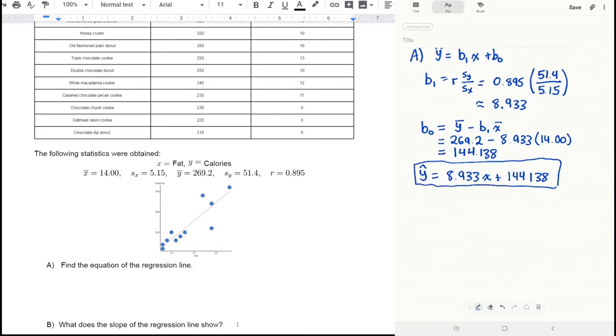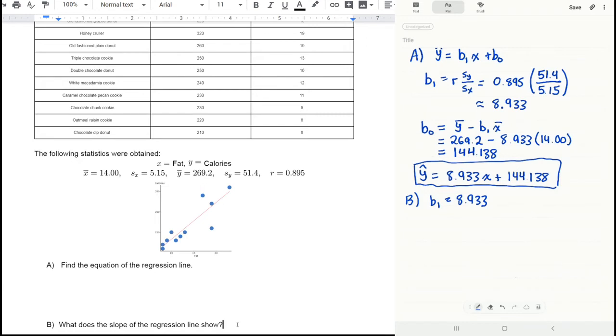All right, so now what does the slope of the regression line show? What is the interpretation of the slope? The slope was given as 8.933, and so for every 1 unit increase of the x variable, it's going to be associated with an increase of the y variable.